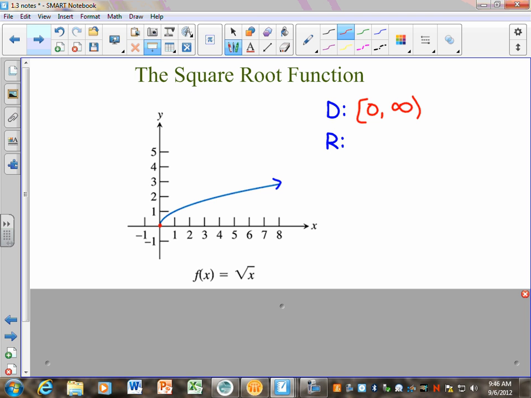It's not always going to be going to infinity. We could flip it over and it could be going the other way. And so it could go from negative infinity up. So it's just important to know the basic idea there.